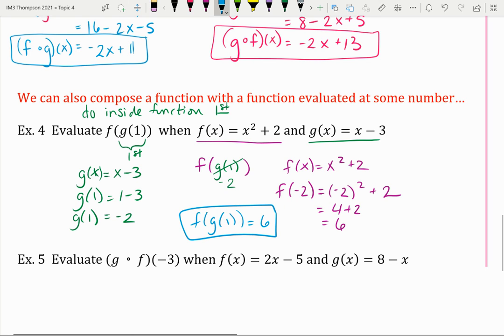So again, you're always going to start on the inside. G of 1. So I take 1, I plug it in g, I get out negative 2. And then I take negative 2 and I plug it in for this piece, g of 1, and evaluate f at negative 2. So I evaluate the inside function, then I take that output and evaluate the outside function. And come up with a total answer. This could also be written f of g evaluated at 1. So that's another way to write it, using that composition symbol.